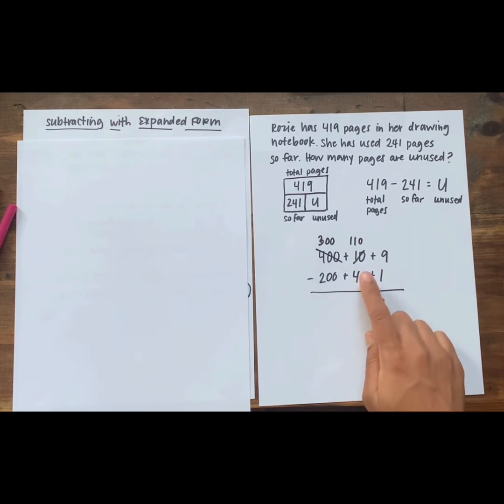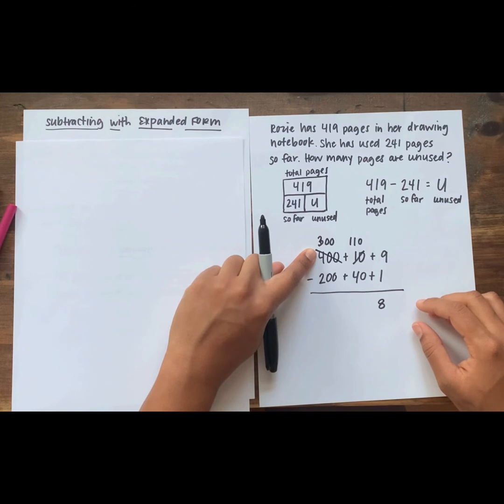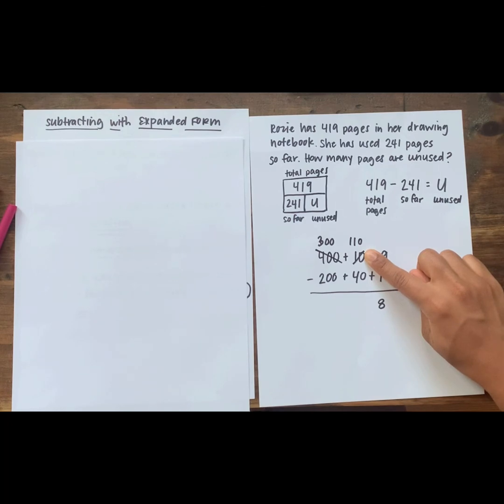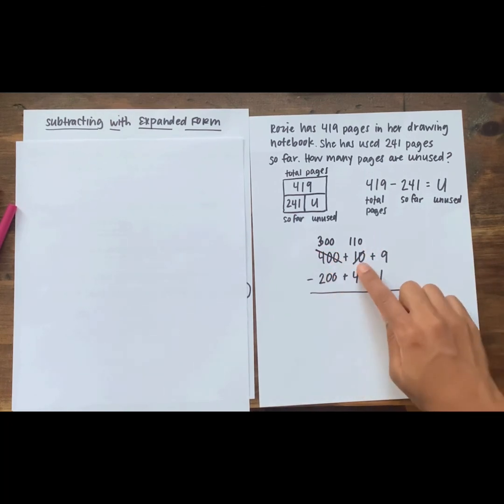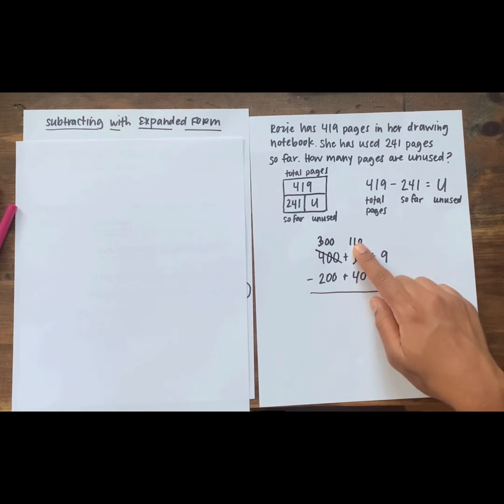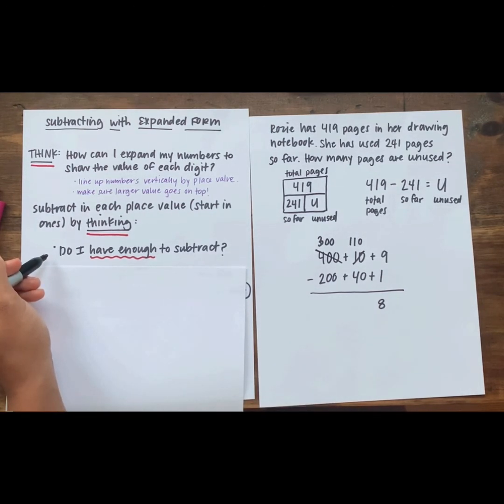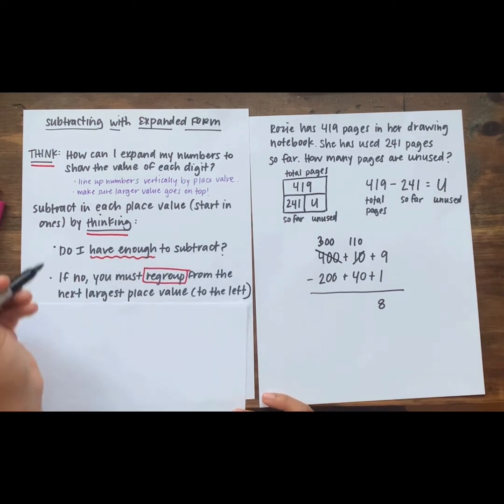Remind me, why did we regroup here and how did we do it? Say it out loud. That's right. We regrouped 100 from 400 so that we could add that 100 to the tens place so that we had enough to subtract. 400 became 300 and 10 became 110. When we are subtracting using expanded form, we always have to think, do I have enough to subtract? If we do not, we know we have to regroup.